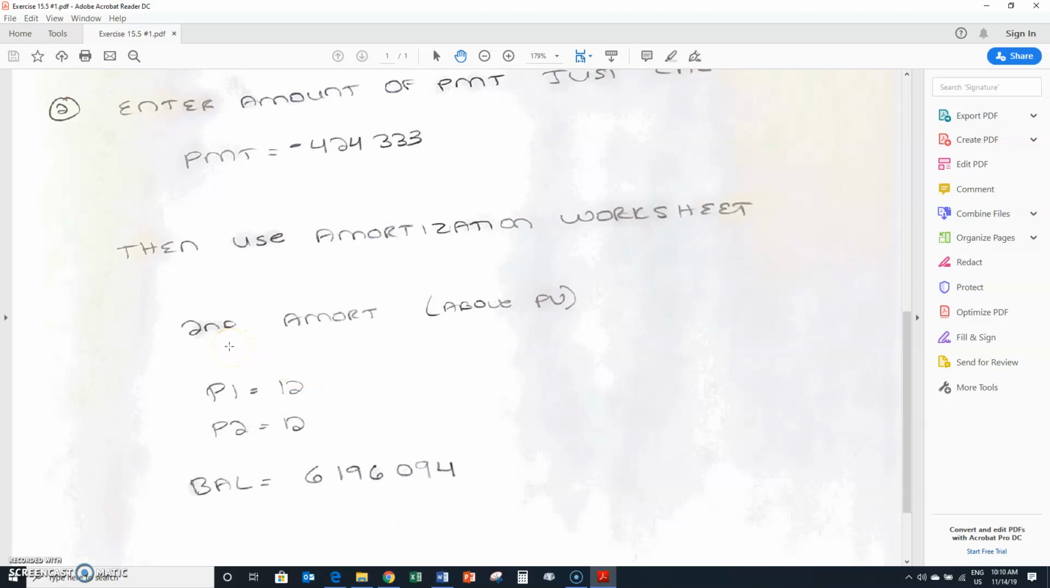So if you hit second, the amortization worksheet is right above the present value button. So if you hit that, P1, you're going to enter 12 for period 1. Period 2 is 12 because we want the balance at the end of just that period. So if you hit 12, you're going to get the balance of 6,196,094.